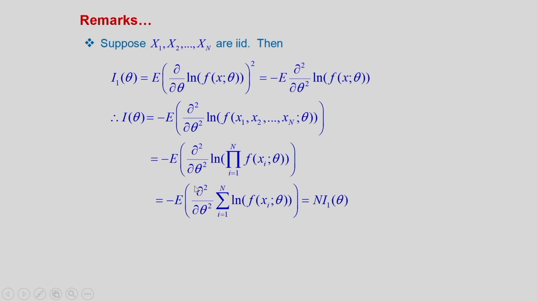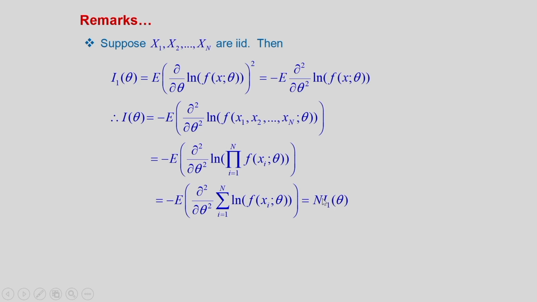Now this we can take inside, so that way, and all random variables are identical, therefore they will have the same information statistic I1(theta), and there are n such variables, therefore it will be n times I1(theta). So that way, if xi's are IID, independent and identically distributed, then the Fisher information statistic for these n random variables is equal to n times the Fisher information statistic for a single random variable.